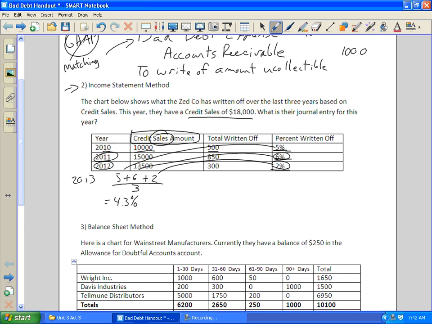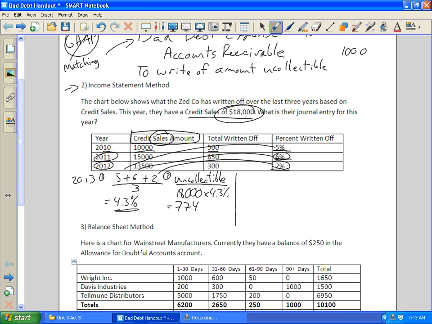So you now take this number, uncollectible. To calculate the uncollectible, we take the $18,000 that we have in sales this year, 2013, and you multiply that by 4.3%, the number we just calculated here. And that gives us a grand total of $774. Okay, so 2 quick calculations, and you're ready to make your journal entry.